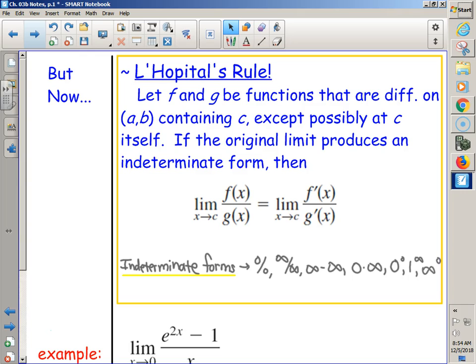Bye. Oh, there are derivatives? No wonder BCers couldn't teach us L'Hôpital's at the beginning of the year. Bye.